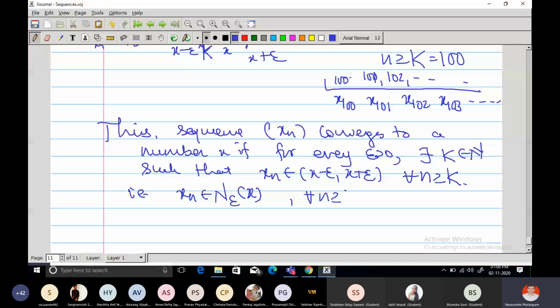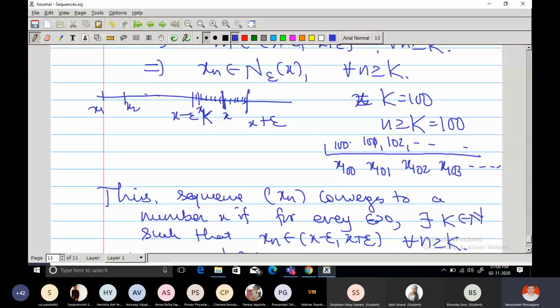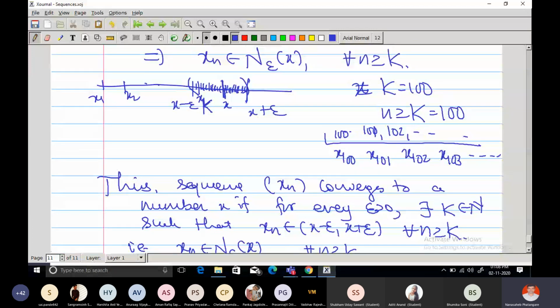But have you understood the meaning? What is the definition and what does this definition say? As we discussed in the beginning, the terms going towards x means: give me any distance from x, I can produce terms of the sequence in that neighborhood, in that distance. Once I am able to prove this for any distance from x, then I can declare that the terms are going towards x. This is the ultimate meaning we were discussing. So no doubt in the definition, right?